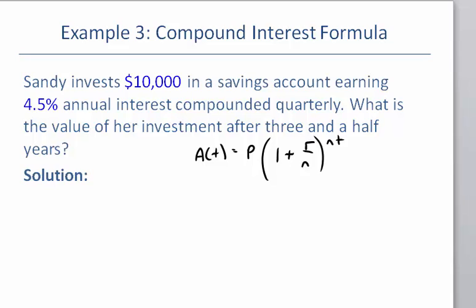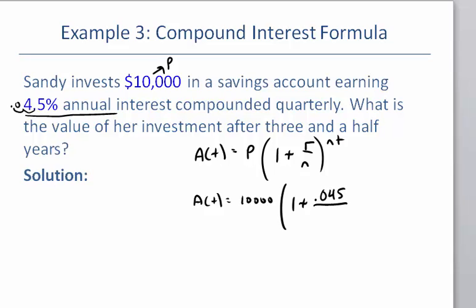And let's plug in the values that we know. So we know that she invests $10,000 in a savings account. So the $10,000 is the principal, and that's going to go in for the P. The interest rate is 4.5%, and so we would want to put that in as a decimal. And so remember that you're going to move the decimal 2 places to the left.